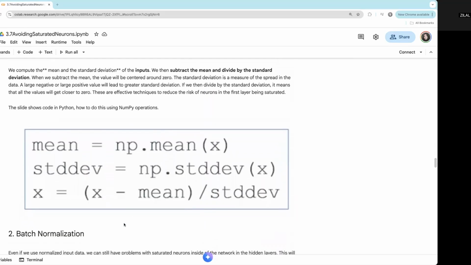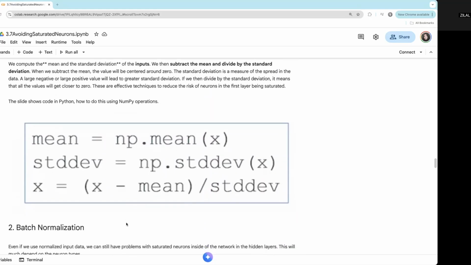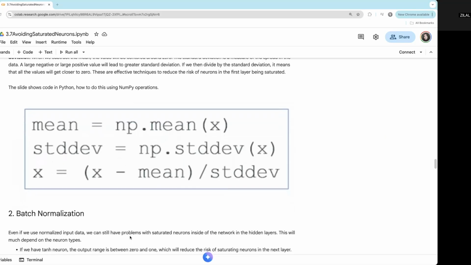When we subtract the mean, the value will be centered around 0. The standard deviation is a measure of the spread in the data. A large negative or a large positive value will lead to greater standard deviation. If we then divide by the standard deviation, it means that all the values will get closer to 0. These are effective techniques to reduce the risk of neurons in the first layer being saturated.